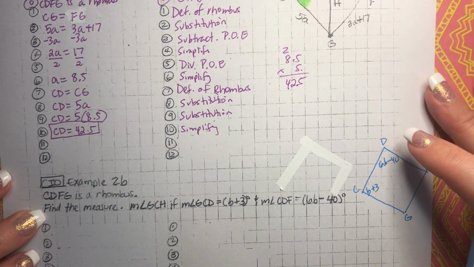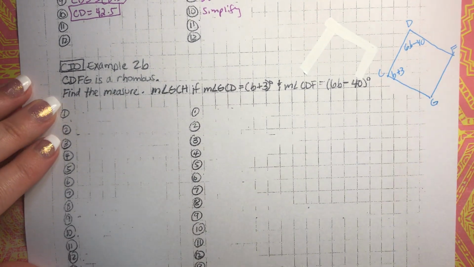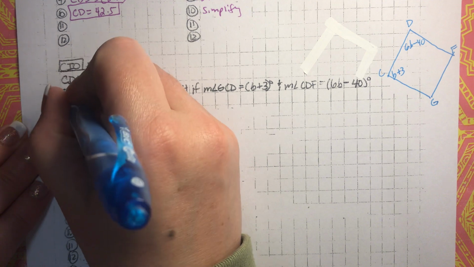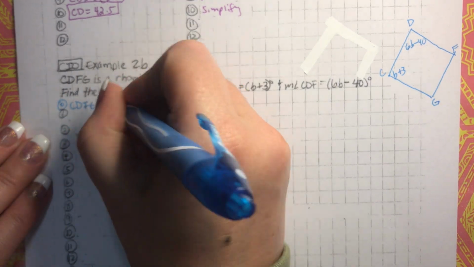First, we need to write down the given information. So I'm going to start there. I'm going to write it up here. So CDFG is a rhombus.